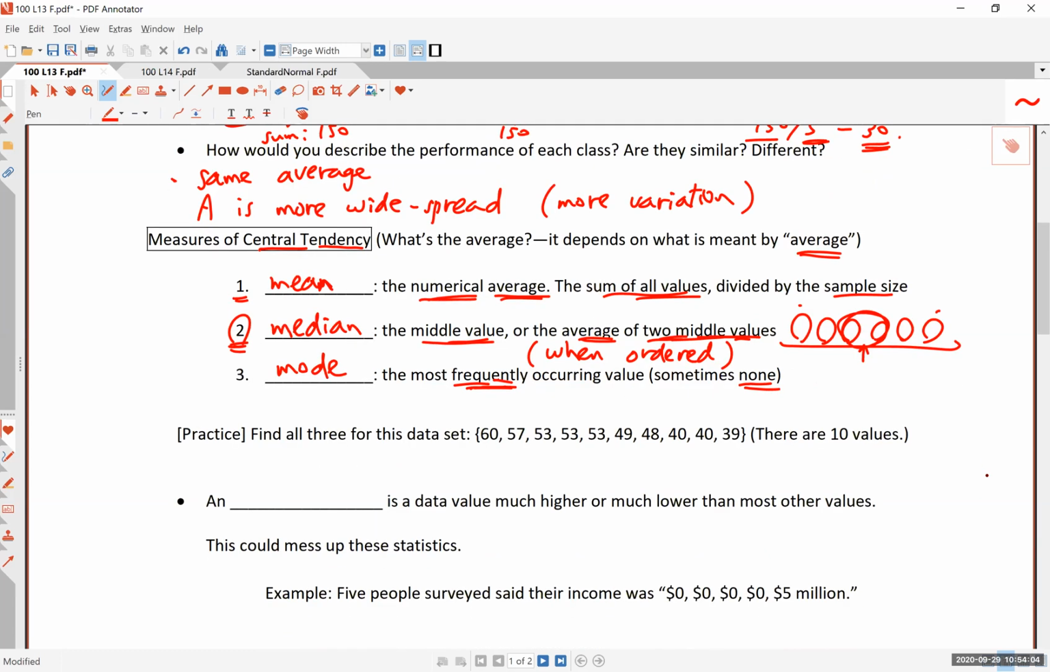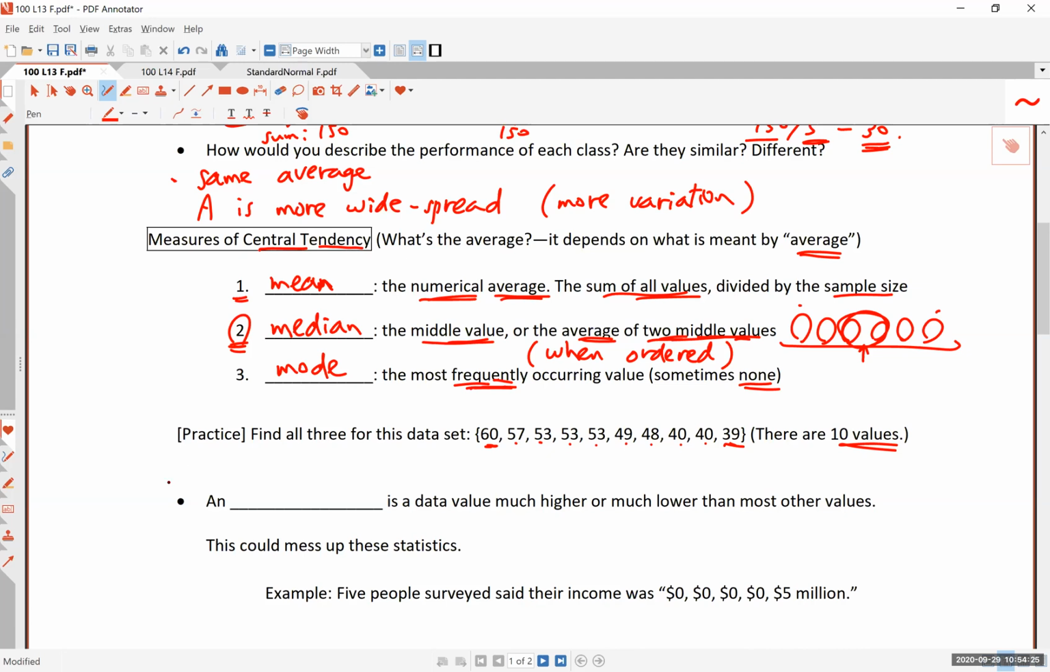Okay, so let's practice. We find all 3 of these for this. Okay, 1, 2, 3, 4, 5, 6, 7, 8, 9, 10. We have 10 values here. Yes, it said that too. Okay, and are they ordered from the highest to the lowest, or the other way around? It looks like it is going from the highest to the lowest, right? And so let's take a look.